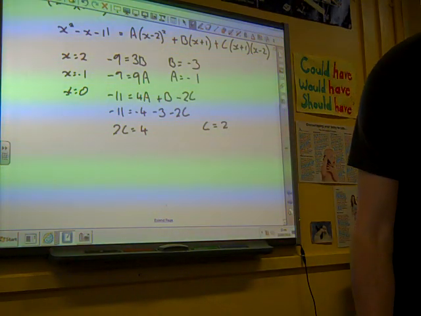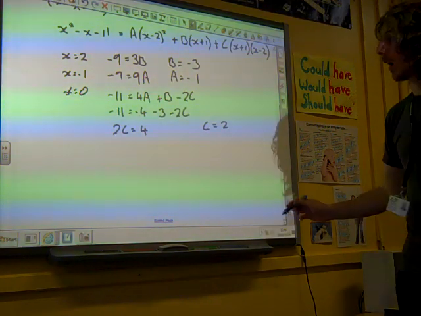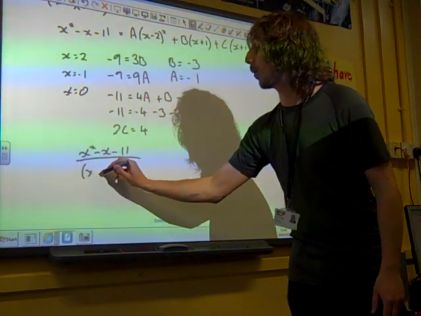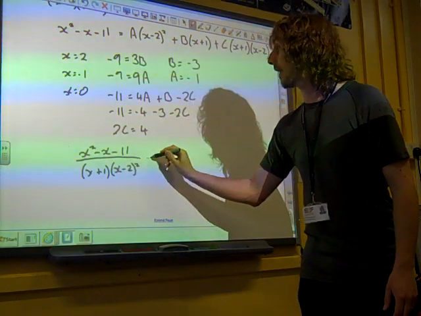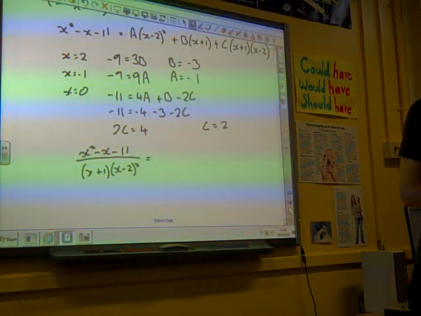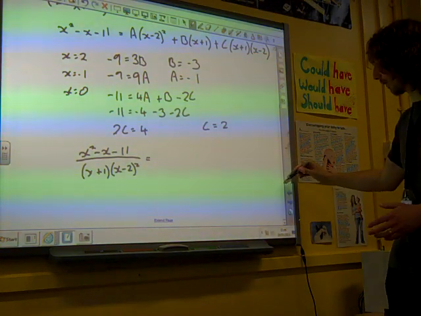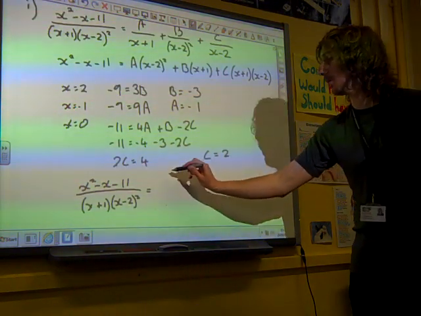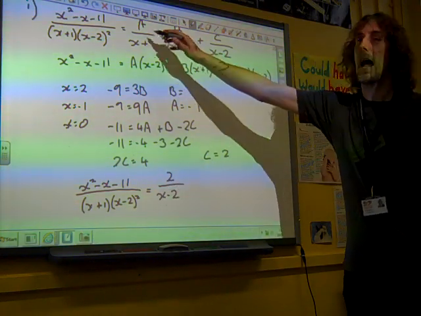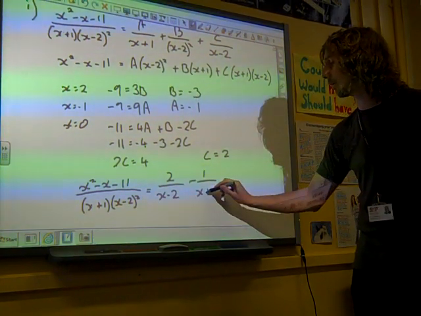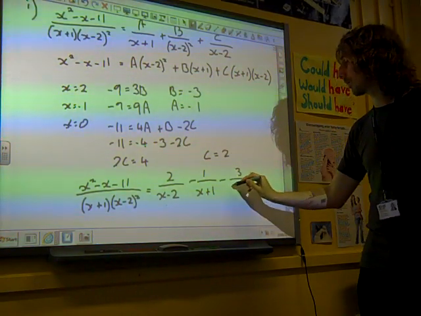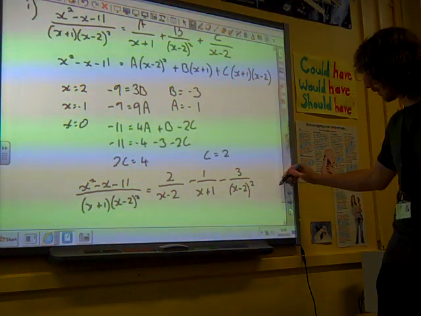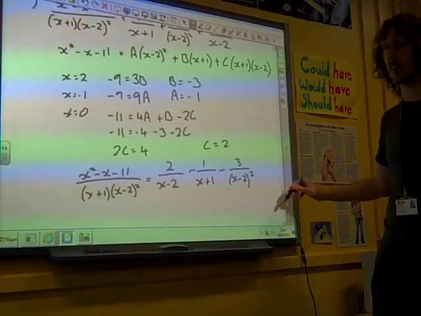Is that right? So we've now got that x squared minus x minus 11 over x plus 1, x minus 2 squared is, is it alright if I rearrange the order of this, because the only one that's positive is c, so let's write that fraction first. That's 2 over x minus 2. A was minus 1, so minus 1 over x plus 1. B was minus 3. So that is my partial fractions. That was the 5 marks at the start of this.